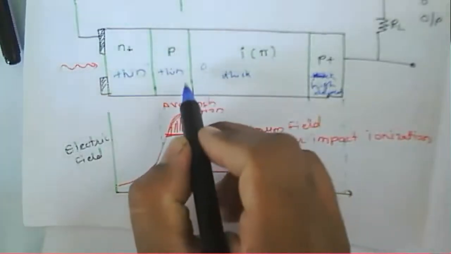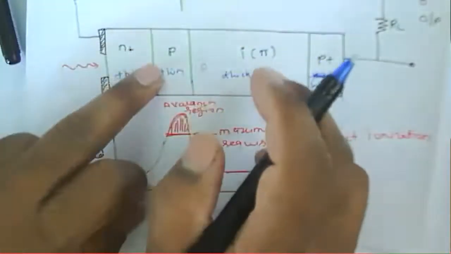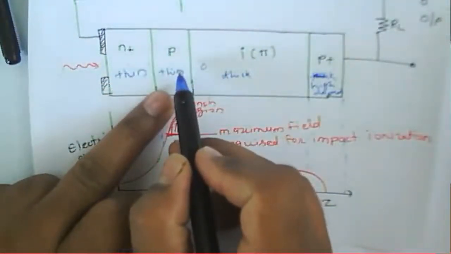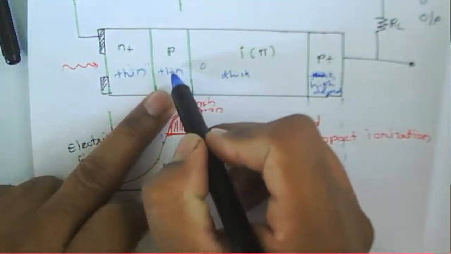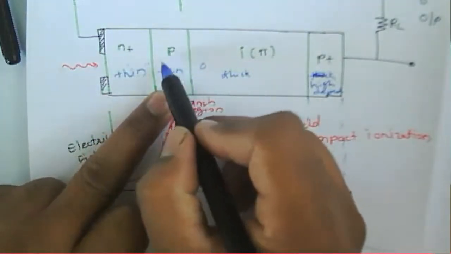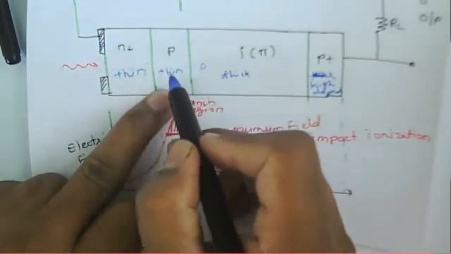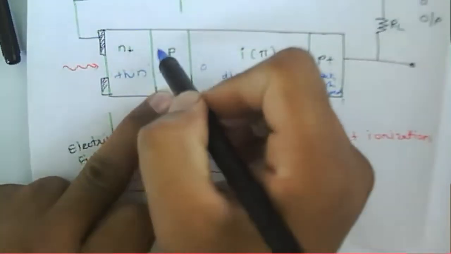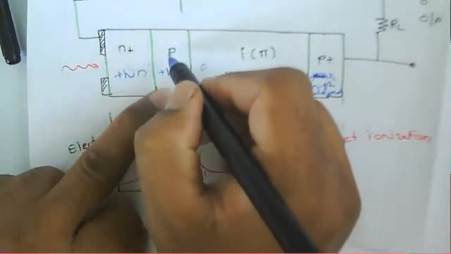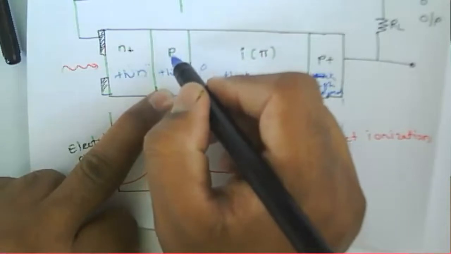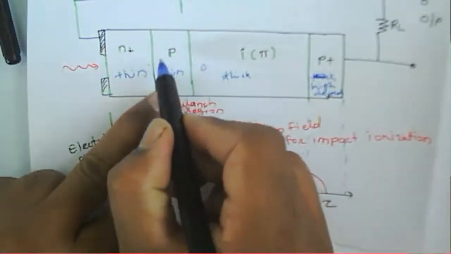So, when one electron-hole pair is generated, that electron will enter this particular p region. So it will generate a larger number of electron and hole pairs in this layer. Because more electron and hole pairs are generated in this region, it will create a current.